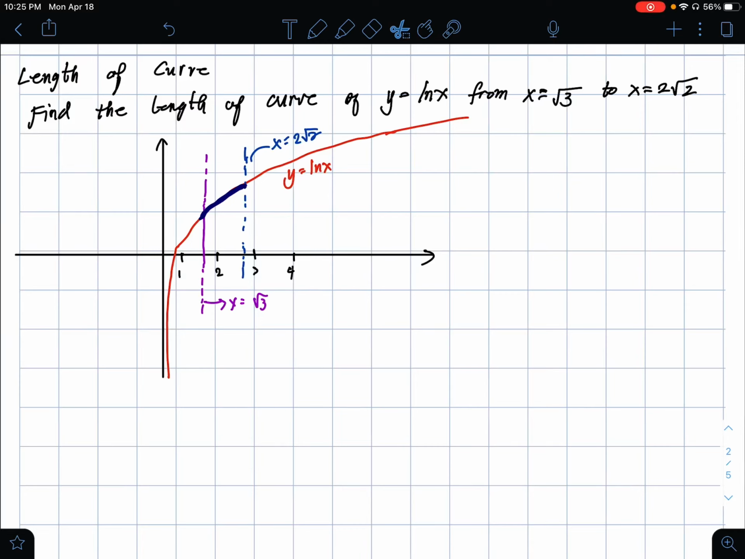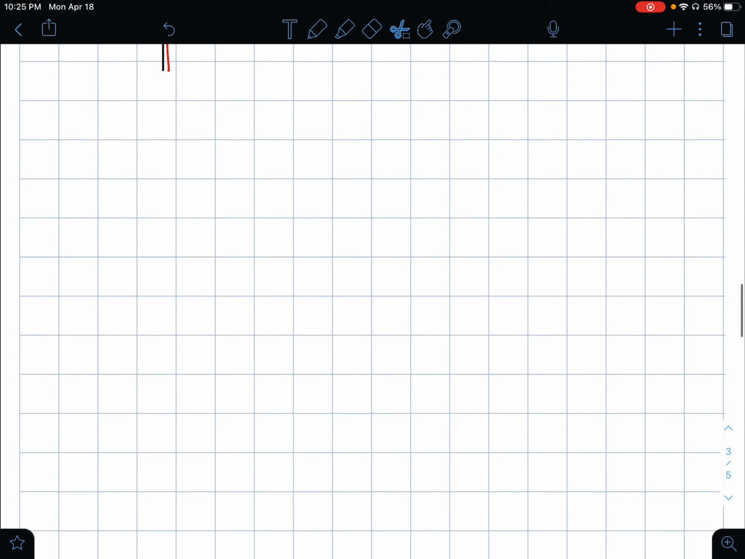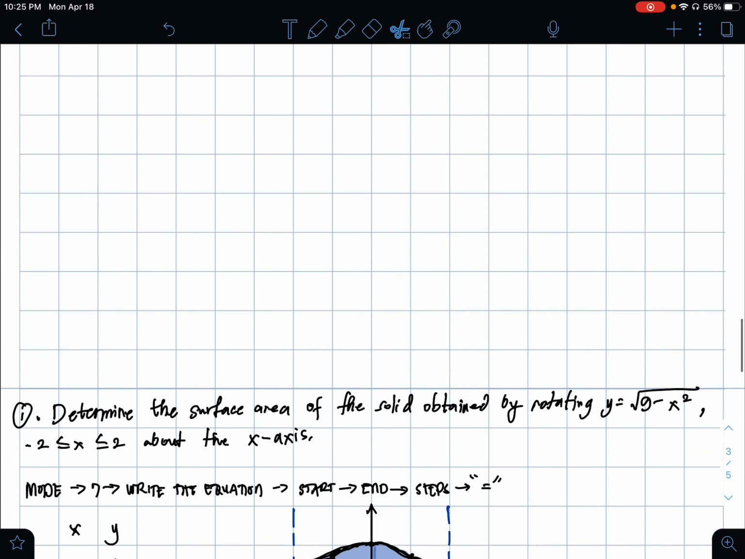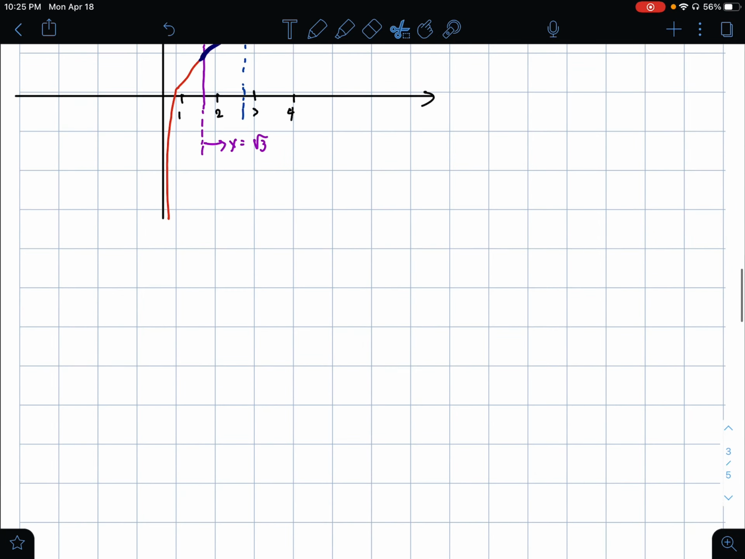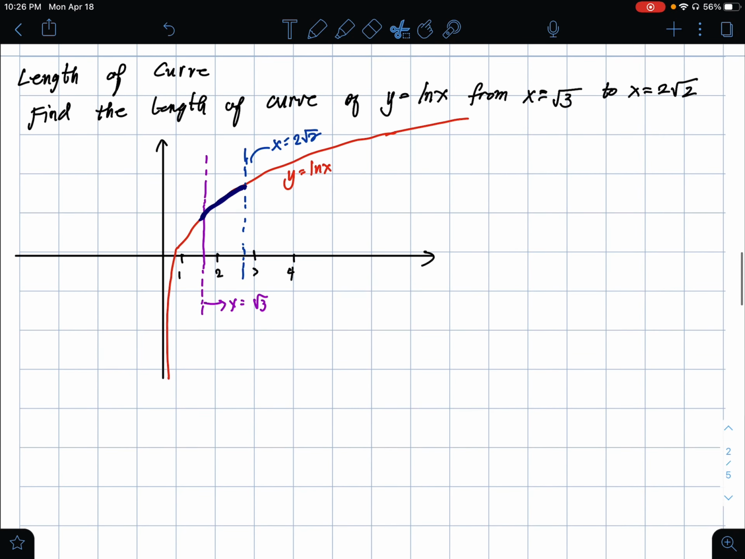All right, so as promised, I'm going to give you more examples: one example for the length of a curve and another example for the surface area of revolution. So here in this example for the length of a curve, we're going to find the length of the curve y is equal to ln of x from x is equal to square root of 3 to x is equal to 2 square root of 2.